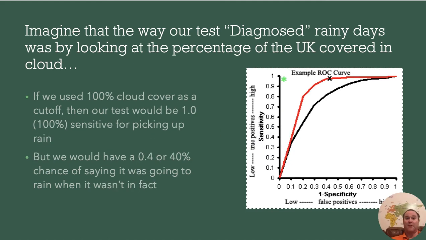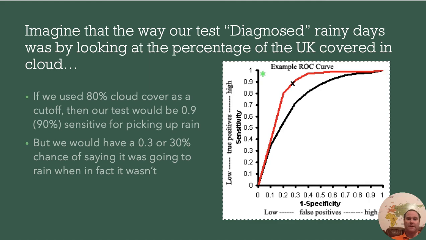If we used 100% cloud cover as a cutoff, then our test would be 100% sensitive for picking up rain, but there would still be a 40% chance of saying it was going to rain when in fact it wasn't. So just because you've got a large degree of cloud cover doesn't necessarily mean that it's going to rain.